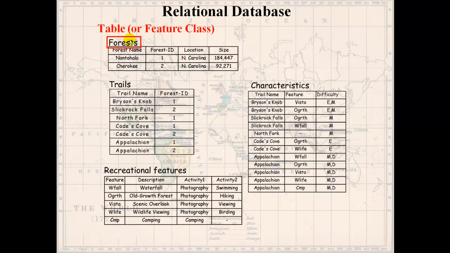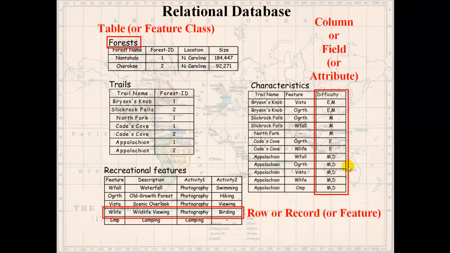Okay, so I have a table. In our case, in a GIS, a table might be thought of as a feature class. So this is a forests feature class, so that would be a polygon feature class. And tables have rows. In a database, the rows are called records. In the GIS, they're called features. Tables have columns. In a database, they're called fields. And in a feature class, they're called attributes. So again, with the terminology: row, record, feature, column, field, attribute, table, or feature class.